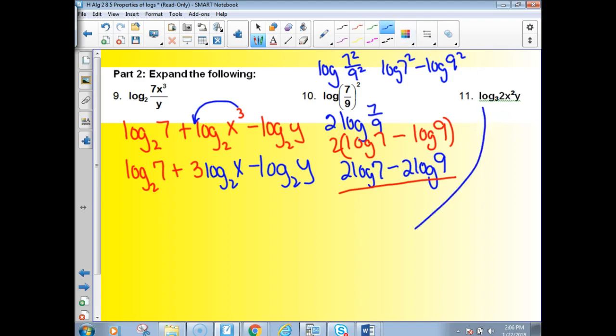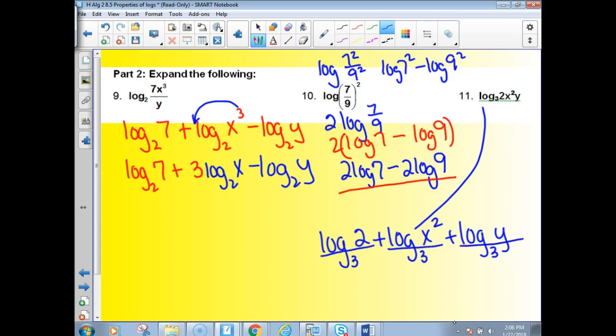I kind of need to write mine down here. So I've got the log in base 3 of 2. That's a product, so I'm going to write plus the log in base 3 of x squared plus the log in base 3 of y. And make sure you're writing them like I am, where you can definitely tell where the base is and that the number's right. These should line up evenly, okay, when you're writing these things. You see what I'm talking about?